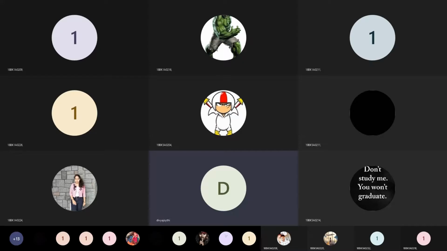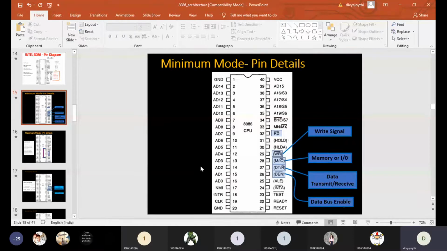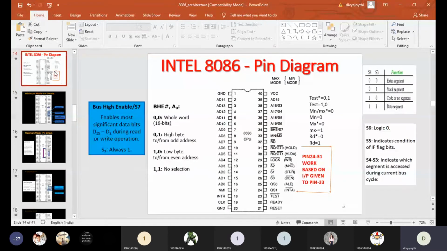In the examination, if the question is to draw and explain minimum mode pin details, then this is how you need to draw your pin diagram. Just keep an eye: other than pin number 24 to pin number 31, the remaining pins you have to mention as they are, and for pin number 24 to 31, you need to represent only minimum mode functionalities.